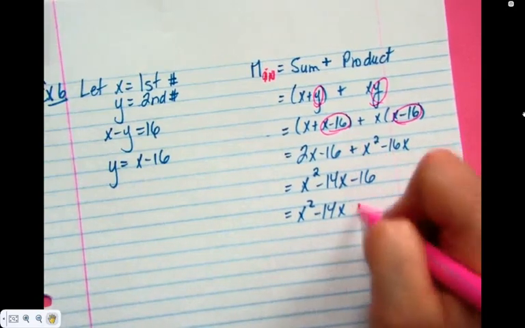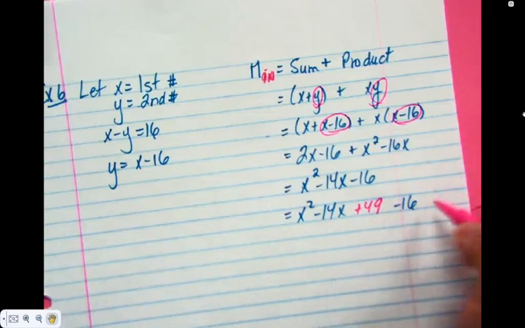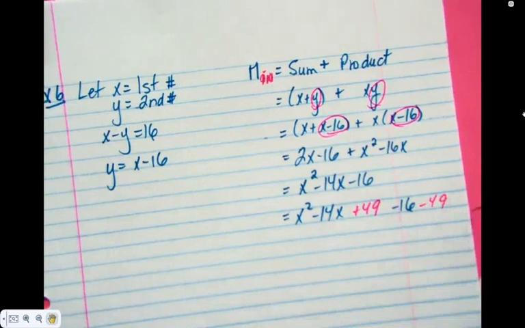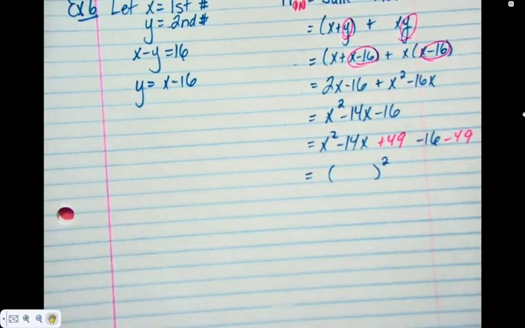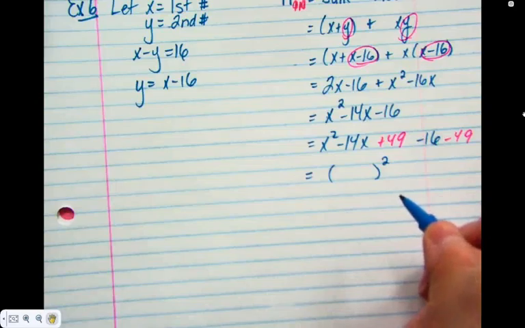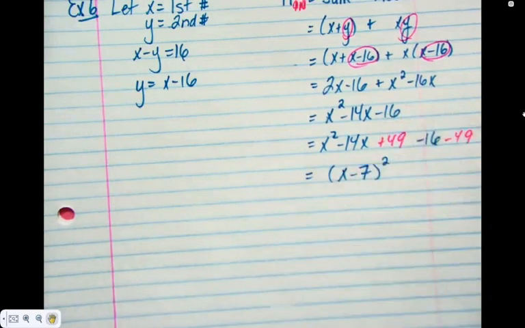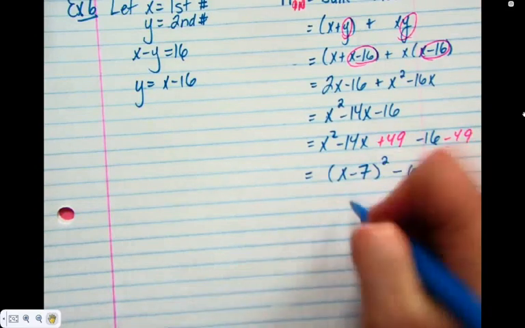An offer of positive 49. Looking for confirmation. Where does that come from? 14 divided by 2 squared. How do I balance plus 49? Minus 49. Confirm minus 65. Vertex.